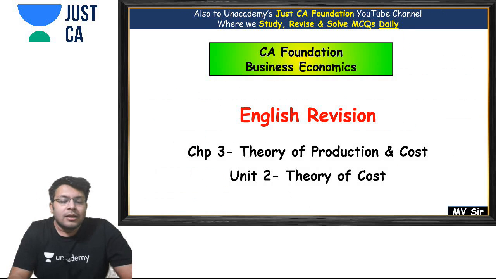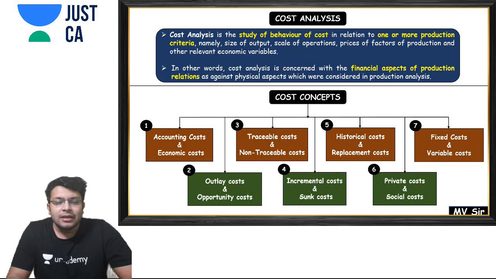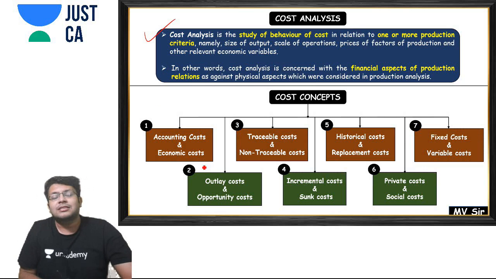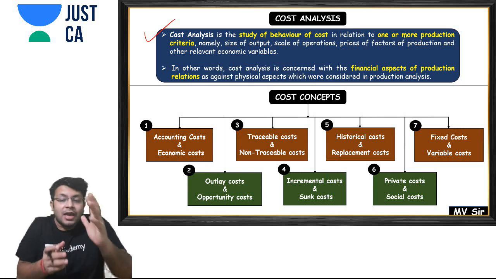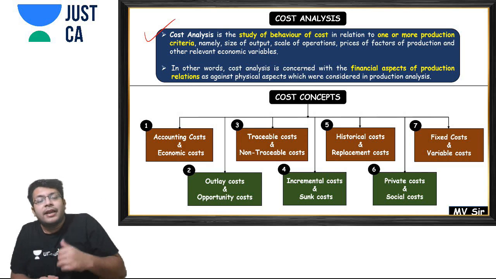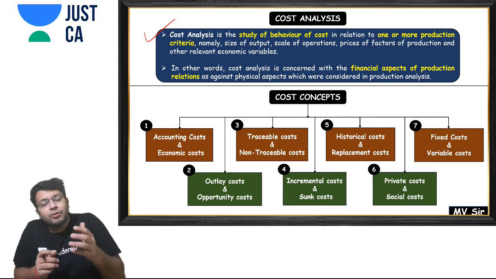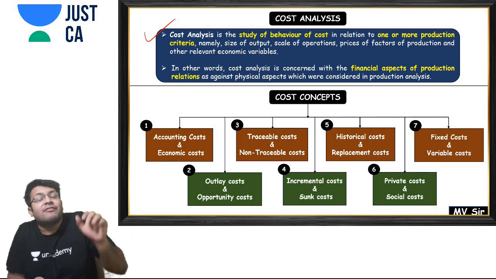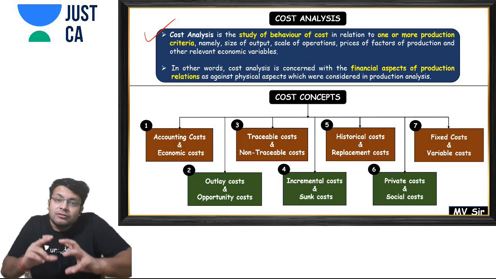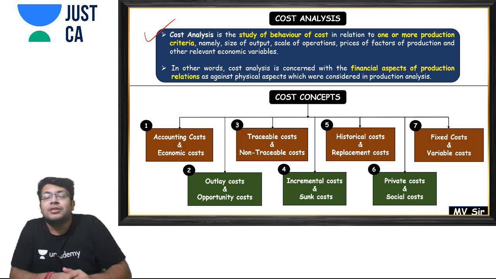Now we'll start with a revision of the theory of cost topic of chapter number 3 of business economics. So the first thing that comes is cost analysis. What do you mean by cost analysis? Cost analysis means the study of behavior of cost in relation to one or more production criteria. What does it mean? It means that if you change your size of output, what effect will it have on the cost of production? If you change your scale of operations, if you change your scale of production, then what effect will it have on the cost of production?